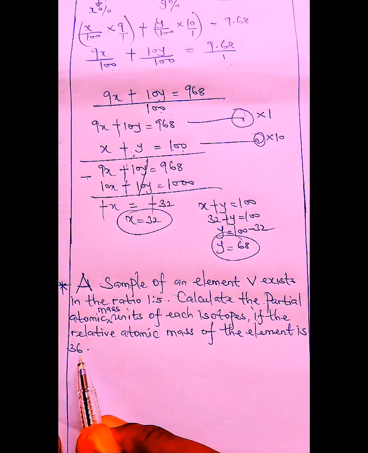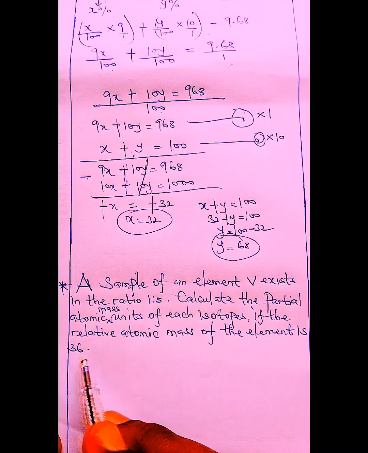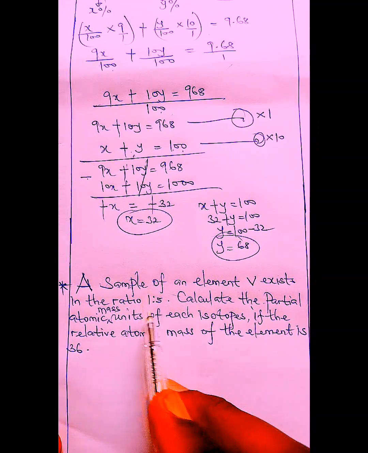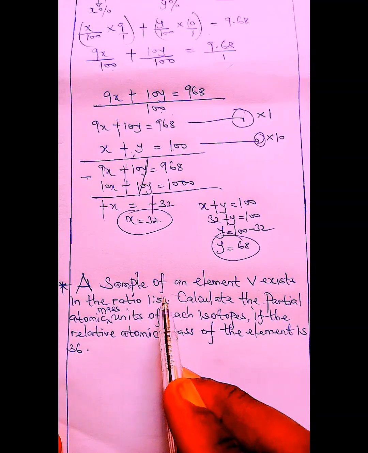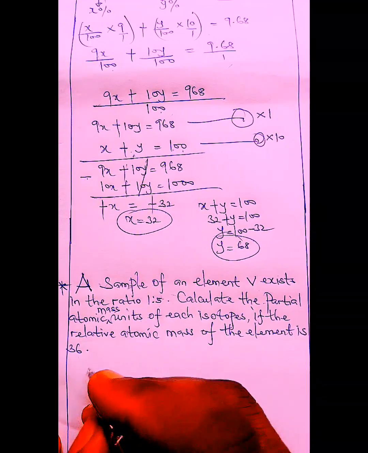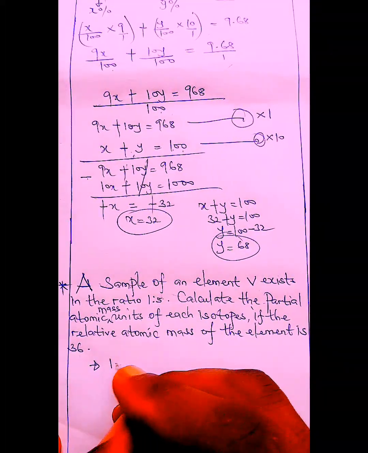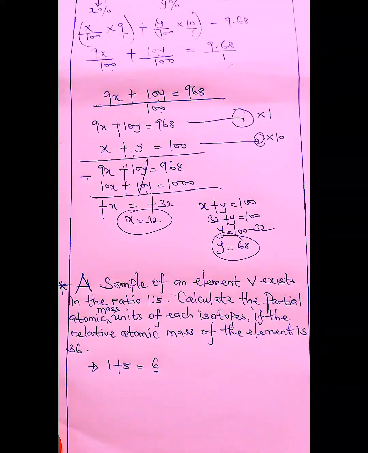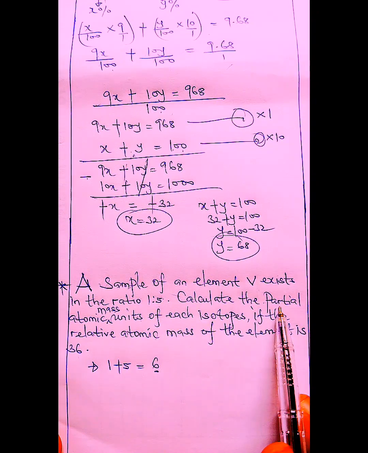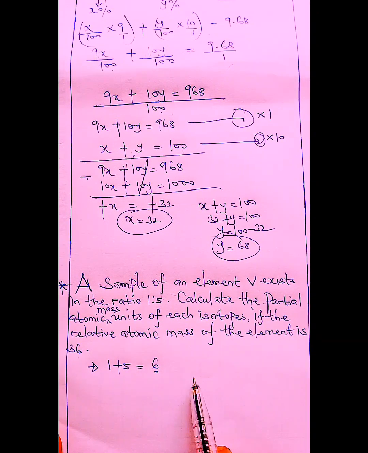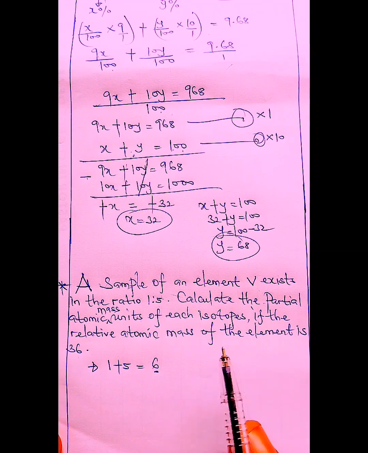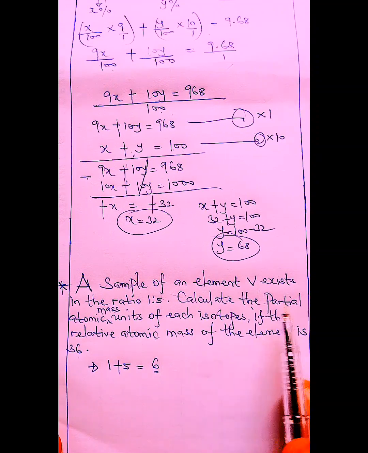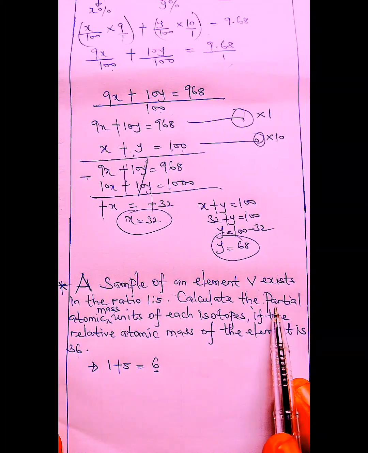Now, if the RAM of this element is 36, we have to get the partial atomic mass, whereby we've been given the same partial atomic mass via the ratio. So what's it going to be? First, we're going to get the total ratio, which is 1 plus 5. 1 plus 5 is 6. For the very first partial atomic mass, now there's some books you check, you will not see them use the term partial atomic mass. They'll just use the term get the atomic mass of the isotopes. So I want to note that they're talking about the partial atomic mass in this case.